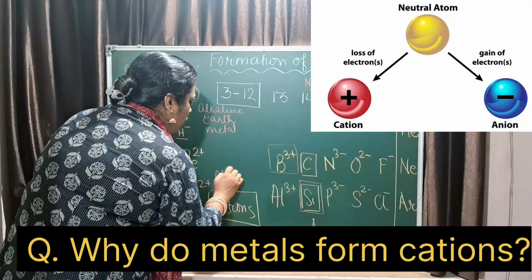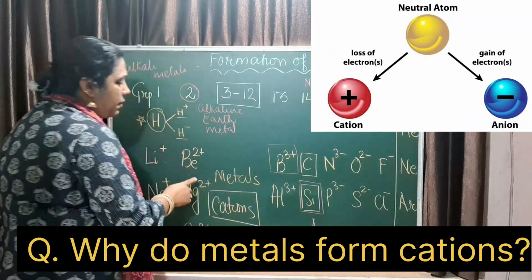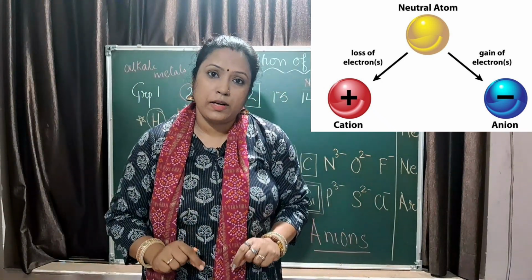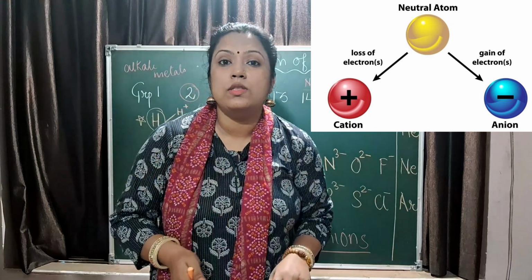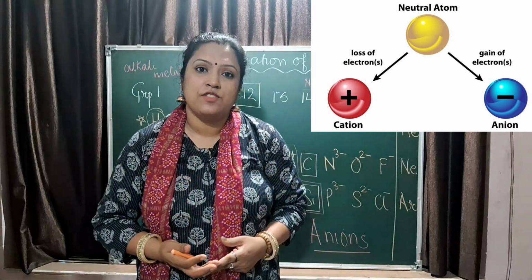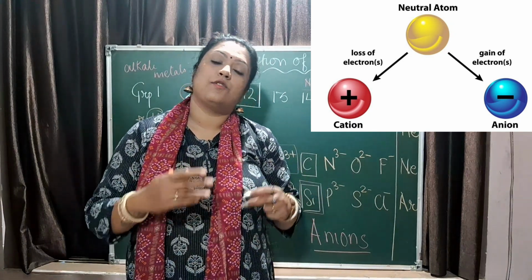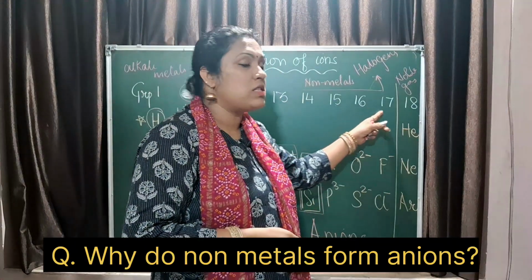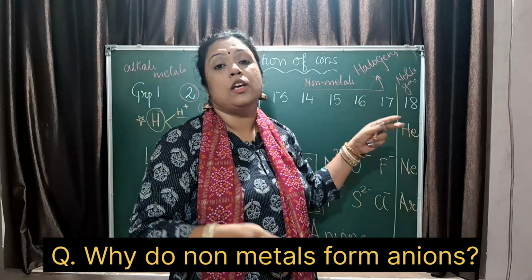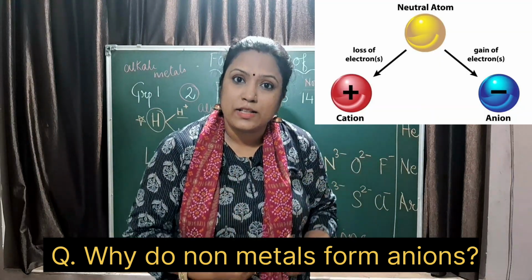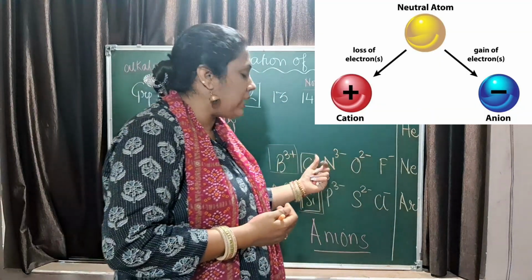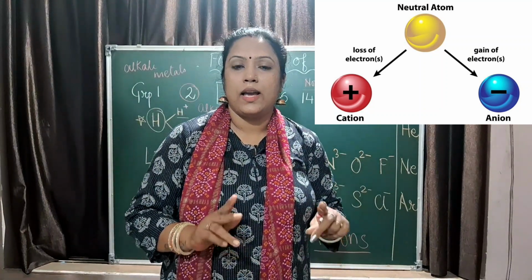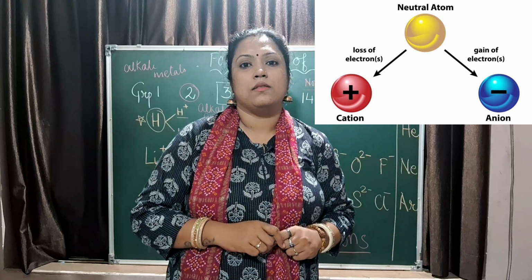Why do metals form cations? Because metals have 1, 2 or 3 electrons in the outermost orbit. So, they have the tendency to lose the electrons and acquire a positive charge. So, all the metals form cations. Non-metals have 5, 6 or 7 electrons in the outermost orbit. So, they have the tendency to gain electrons. So, they acquire negative charge, hence they form anions. Is that clear? Any doubt?